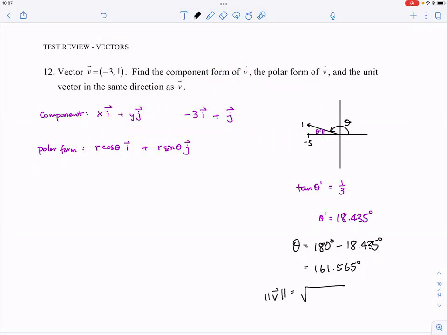It's just square root of 3 squared plus 1 squared, which is square root of 10. So for the polar form, it's going to be root 10 cosine of 161.565 degrees i plus square root of 10, I'm sorry, sine, not cosine, sine of 161.565 degrees j. That would be our polar form.